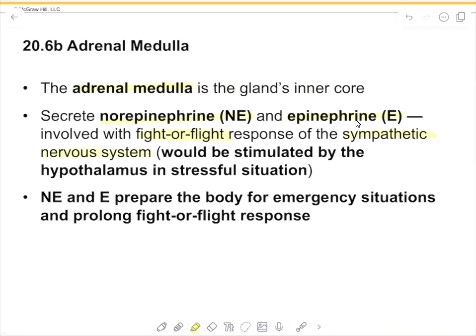So whenever the body needs to go into fight or flight mode, the hypothalamus is stimulated, and that's going to automatically cause the adrenal medulla to secrete norepinephrine and epinephrine. And those two hormones are going to prepare the body for emergency situations like prolonged fight or flight responses.